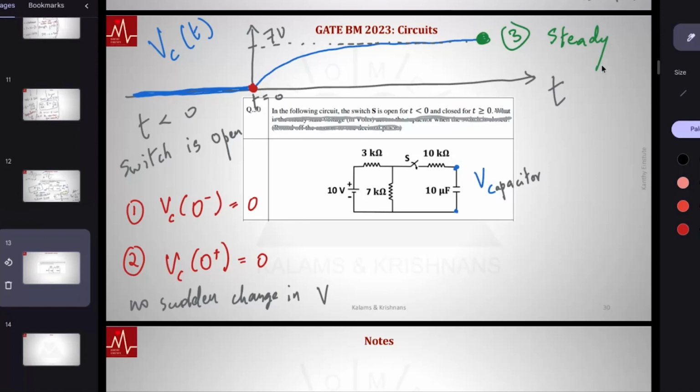After a long time, what happens? Capacitor is fully open. When will that happen? It is totally exhausted. It is totally saturated. It cannot hold on to any more charge. There is no dq by dt. There is no current. That's it.